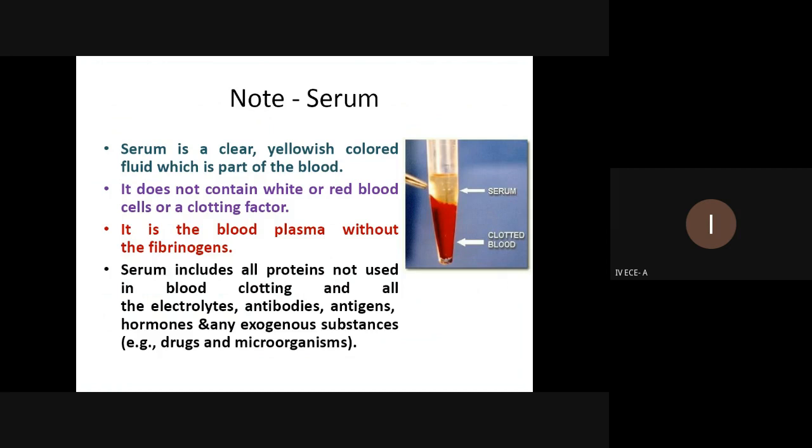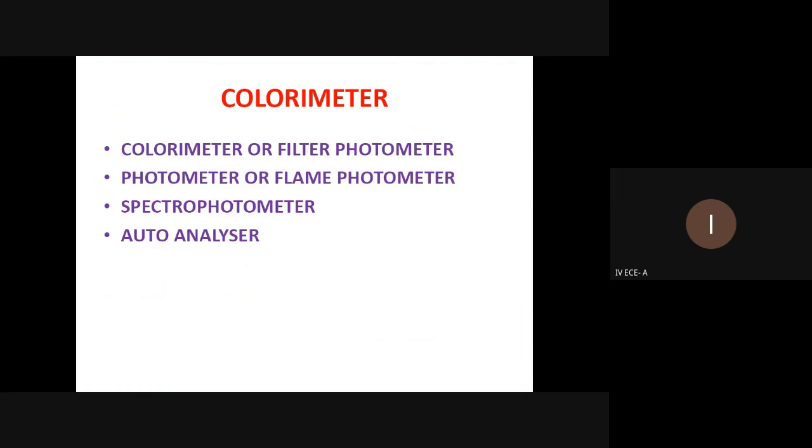So what is blood serum? Serum is a clear yellowish colored fluid which is a part of the blood. It does not contain white or red blood cells or a clotting factor. It is the blood plasma without the fibrinogens. Okay, so let us see the types of calorimeter.